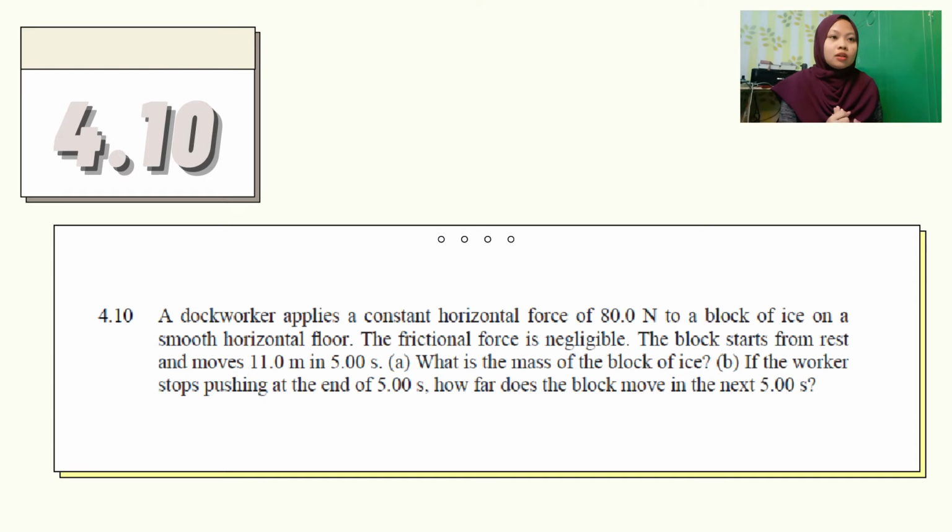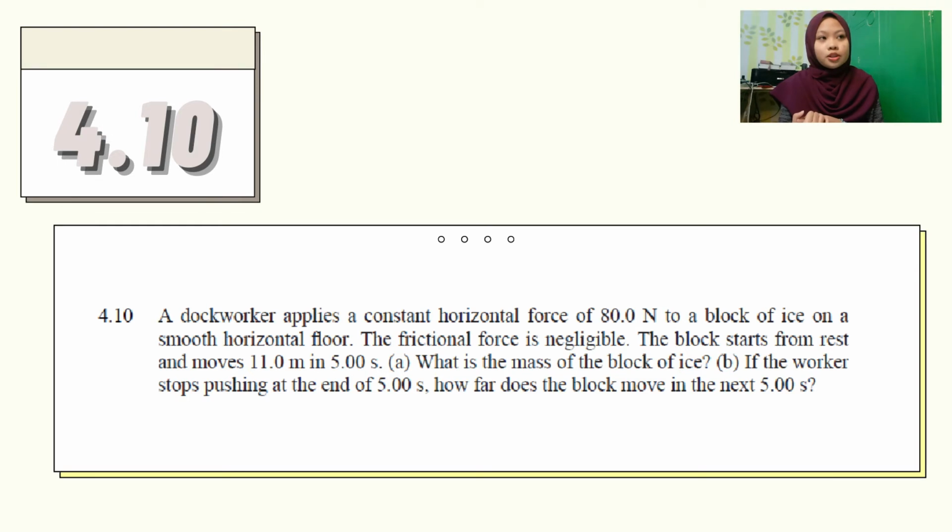Next example, a clock worker applies a constant horizontal force of 18 Newton to a block of ice on a smooth horizontal floor. The frictional force is negligible, which means that it doesn't have any frictional force. So the block starts from rest and moves 11 meters in 5 seconds. First question is, what is the mass of the block of ice?